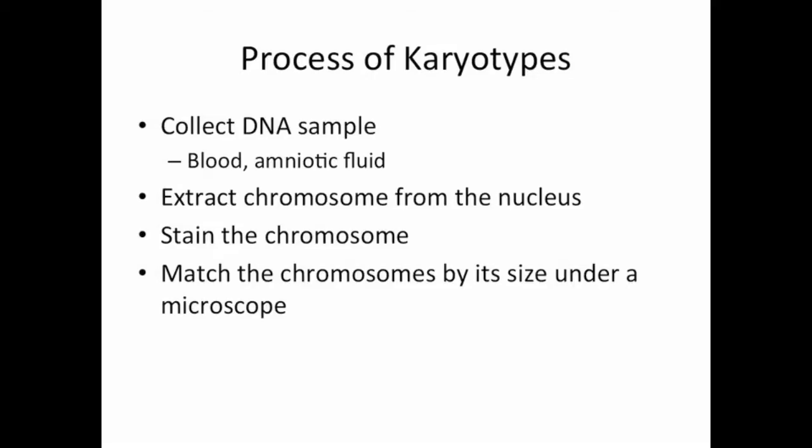The process of making a karyotype consists of, first, collecting a DNA sample from the specimen, either by blood, or in a baby's case, the amniotic fluid of the mother. You must then extract the chromosomes from the nucleus, stain the chromosomes, then match the chromosomes by size under a microscope.